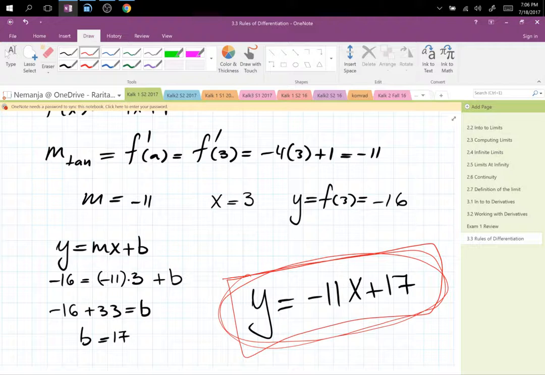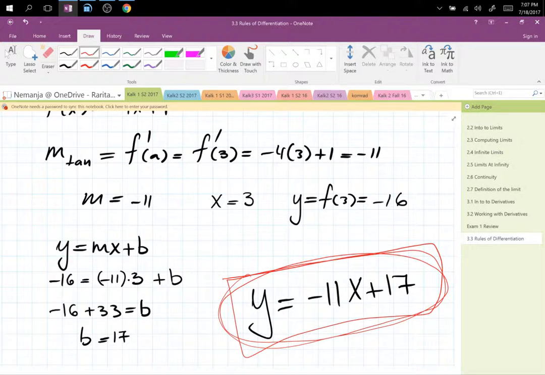Tangent line is a linear line, right? y equals mx plus b. That's what it is. But you have to compute the entire tangent line from scratch every time, because depending on the function, that's the derivative, and then depending on the point that you're looking at.